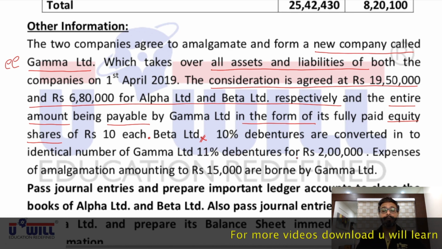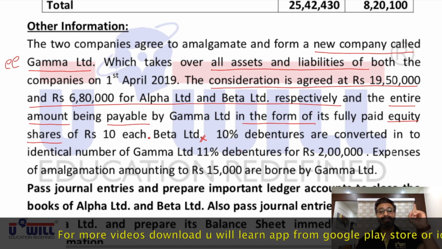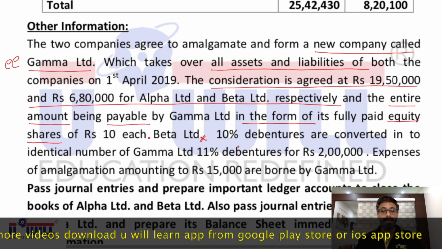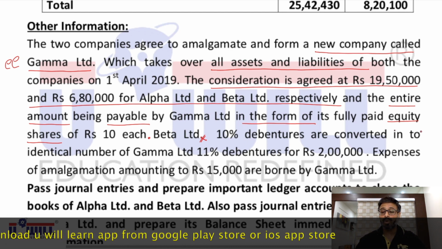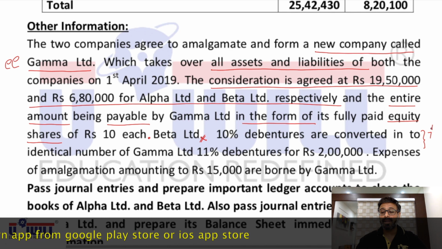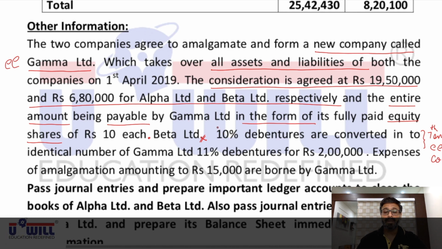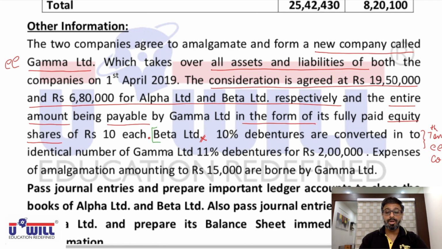Now this will not affect the books of the transferor company. In the transferee company's books, that last entry, the 7th entry for settlement of liability, will be affected. So this part, Beta Limited's 10% debentures converted into identical number of Gamma Limited's 11% debentures of rupees 2 lakhs, will affect only the 7th entry in the books of the transferee company.